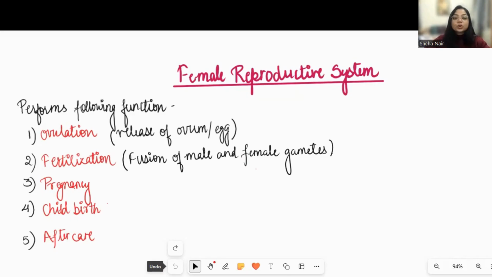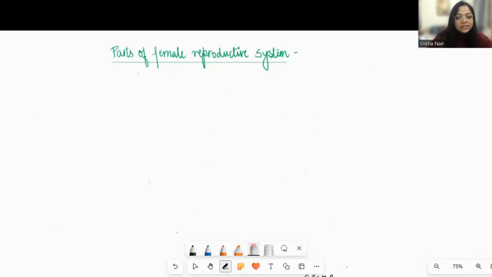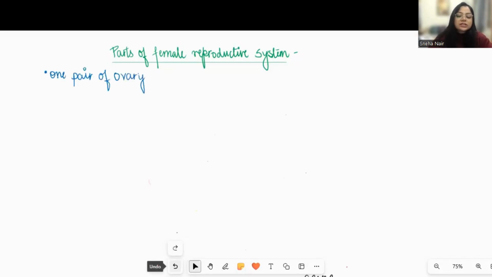Now we will discuss the various parts of the female reproductive system one by one. So children, now let us discuss the parts of the female reproductive system. There are various parts in the human female reproductive system. The female consists of one pair of ovaries. Now, the ovary is the primary sex organ. What do you mean by primary sex organ? Primary sex organ means an organ that helps in development of the gametes.